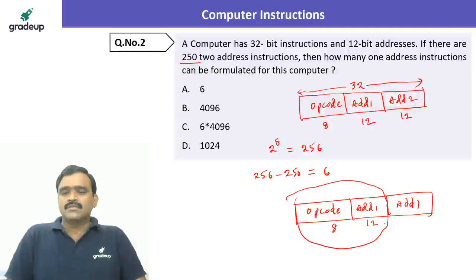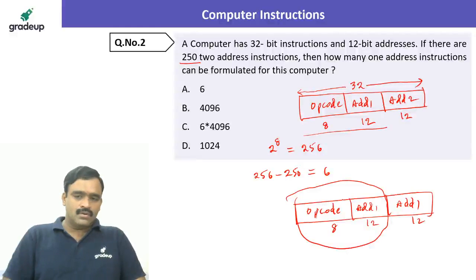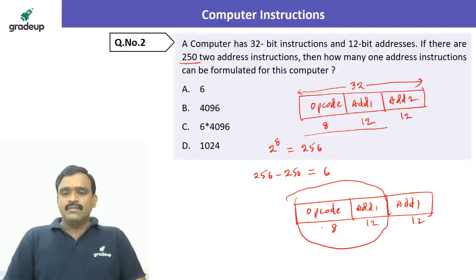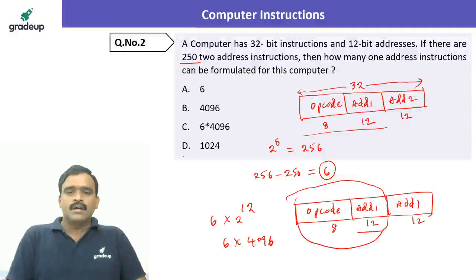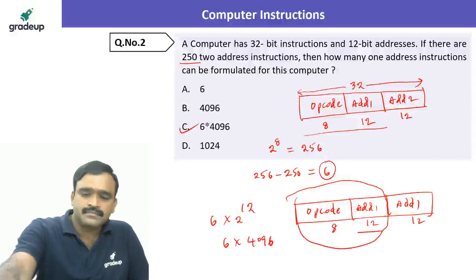This is 8 plus 12 plus 12. So the 250 combinations that are used might each have used a 12-bit address, so we should not have a repetition of code. That's why, for whatever 6 combinations are left over, these 12 bits can be arranged in 2 power 12 ways. 6 into 2 power 12, that is nothing but 6 into 4096. Option C is the right option.